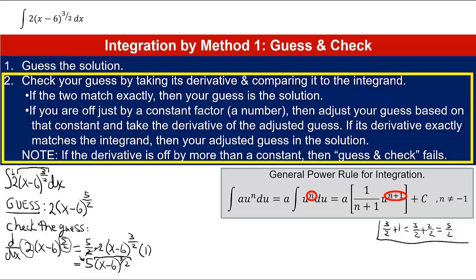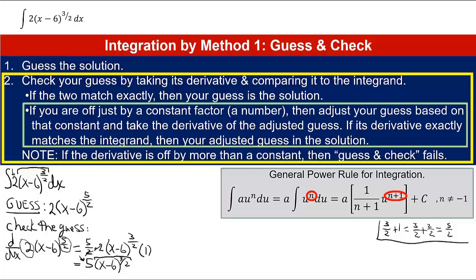So it did not match exactly. That doesn't necessarily mean that guess and check failed because we only differ by a constant. If you differ by a constant factor, you can adjust. Now, we'll suggest this. If you have a constant in the original problem, like this 2, and it doesn't work out exactly, we got a 5, we needed a 2.